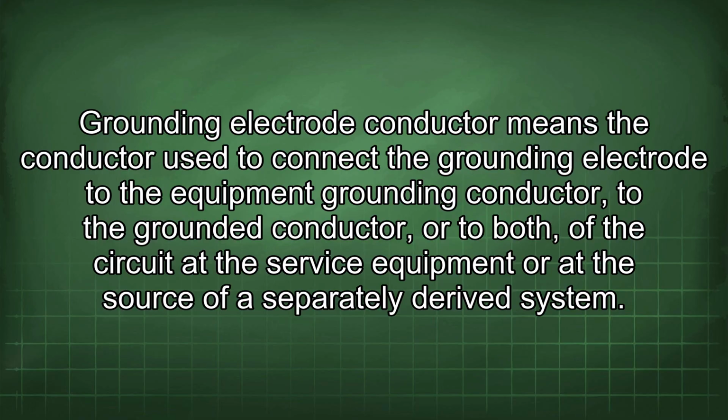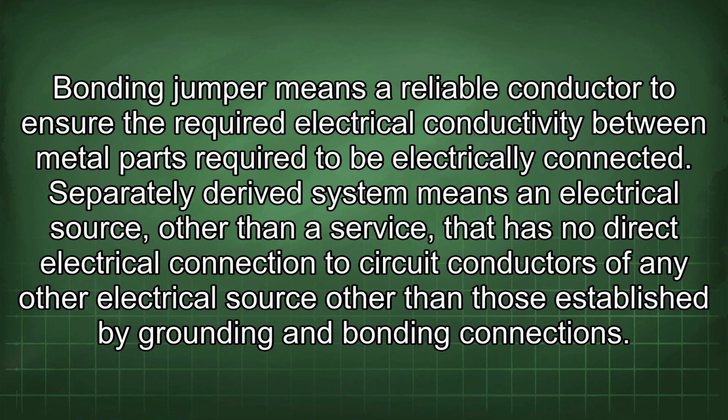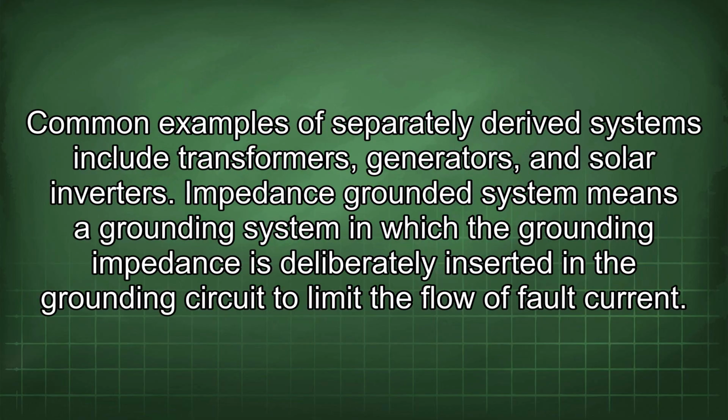Bonding jumper means a reliable conductor to ensure the required electrical conductivity between metal parts required to be electrically connected. Separately derived system means an electrical source, other than a service, that has no direct electrical connection to circuit conductors of any other electrical source other than those established by grounding and bonding connections. Common examples of separately derived systems include transformers, generators, and solar inverters.